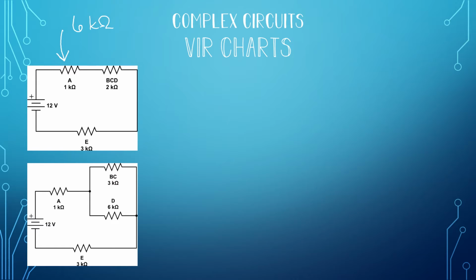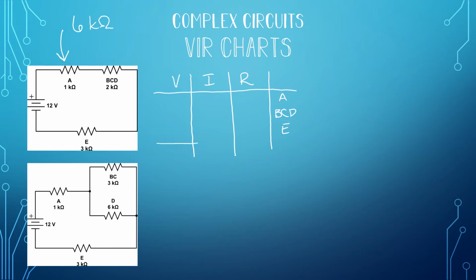In order to do so, we need to start with our simplest circuit and do a VIR chart for this simple circuit. In addition to the V, I, and R columns in my VIR chart, I'm going to include a final column that has the letters of my resistors to help me track which resistors are in my initial circuit and which resistors are kind of a combination. So you notice that I've put A, B, C, D, and E in there. And I'm going to keep these in kiloohms in my chart. When I'm doing the math, I need to make sure that I'm paying attention to the fact that it's kiloohms, not ohms.